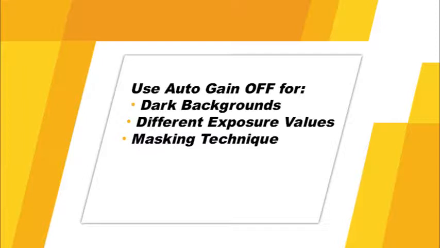The other time that you would want the auto gain set to off is if you're using a technique called masking, where part of the lens is covered for the first shot and then the opposite part of the lens is covered for the second shot. For these types of multiple exposure images, you'd want each shot to have a full proper exposure.